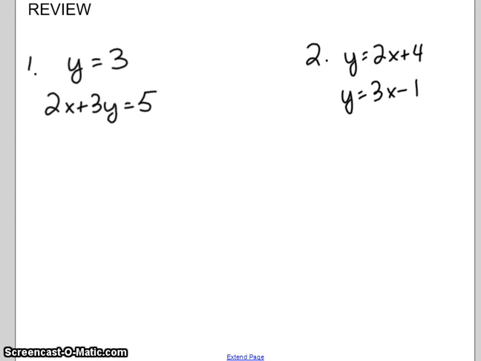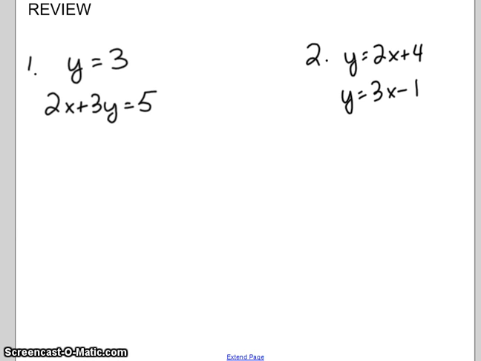Okay, we're going to practice the substitution method. On your worksheet, you have 3 questions written, numbers 1, 2, 3 right next to each other. I kind of spaced it out here. You have plenty of space to space yours out as well. The first one, we have y equals 3 and 2x plus 3y equals 5.